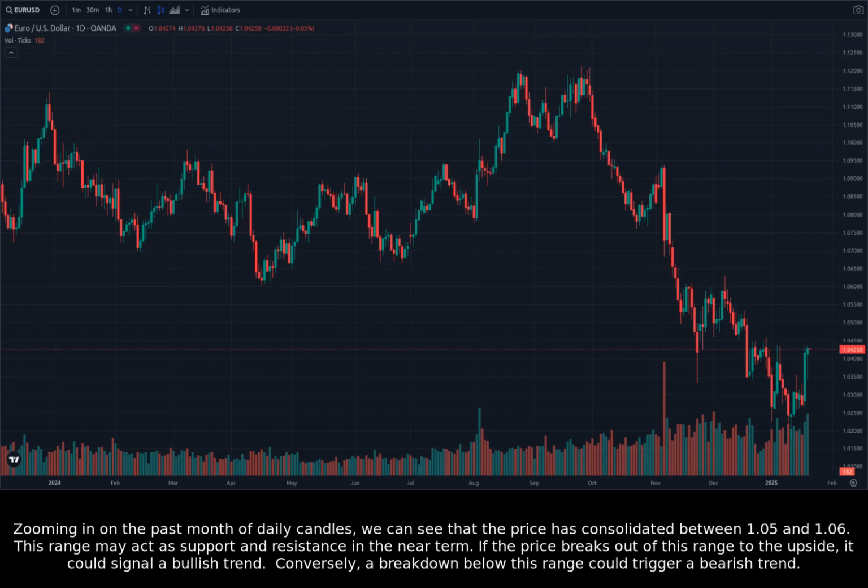Zooming in on the past month of daily candles, we can see that the price has consolidated between 1.05 and 1.06. This range may act as support and resistance in the near term. If the price breaks out of this range to the upside, it could signal a bullish trend. Conversely, a breakdown below this range could trigger a bearish trend.